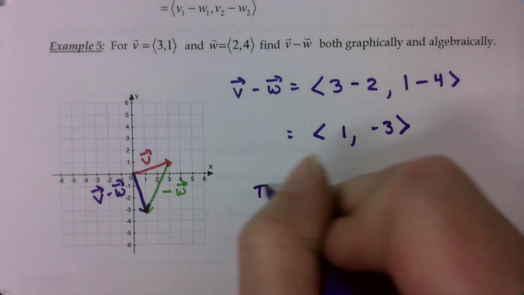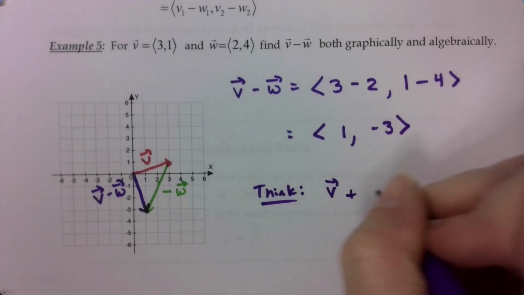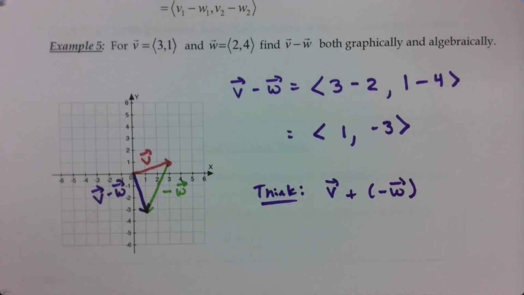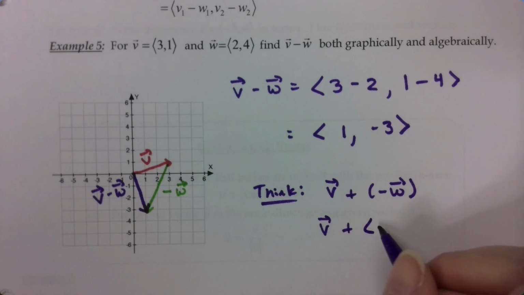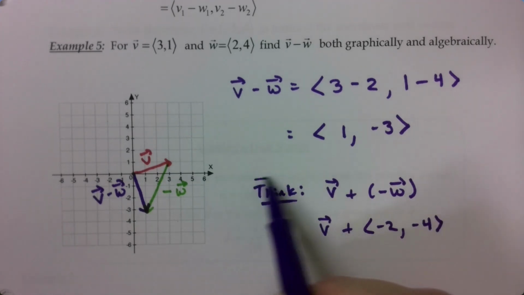So let's just make a note, because it's a little strange with these ones. It's v plus negative w. Right? That's what subtraction is. So it's v, if you will, plus negative 2, negative 4 for drawing. Just kind of think of that.